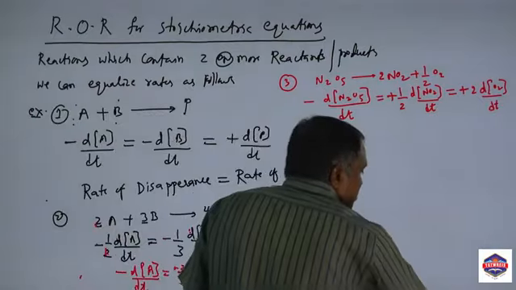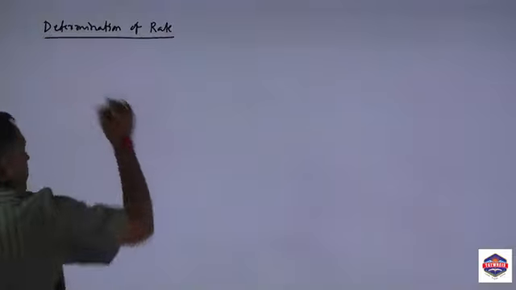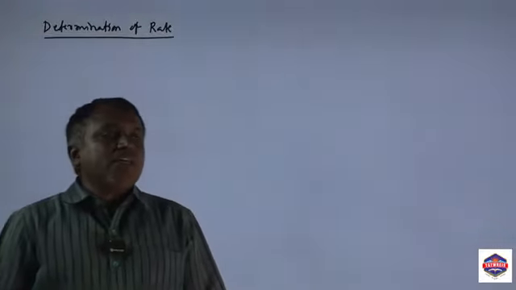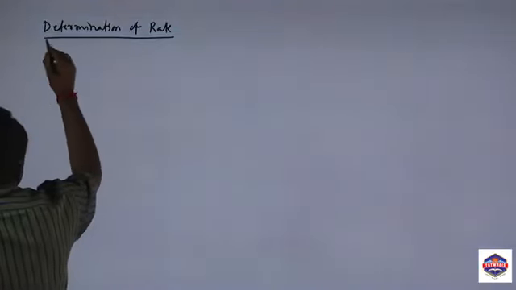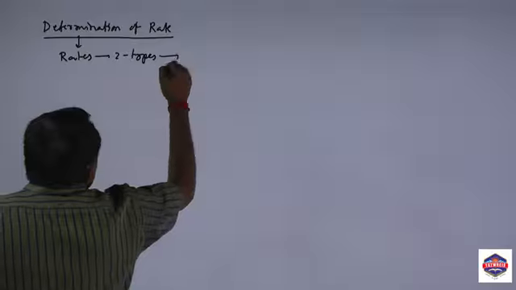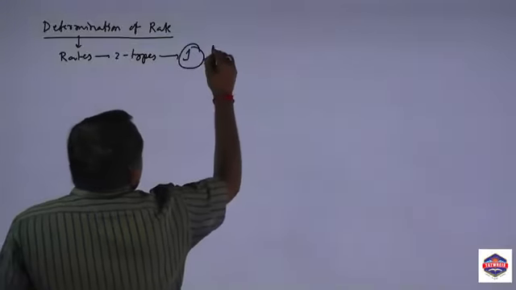Now let us discuss the determination of rate of reactions. Generally we have two different types of rates. One is the average rate and another is the instantaneous rate. There are two different types of rates. One is the average rate.